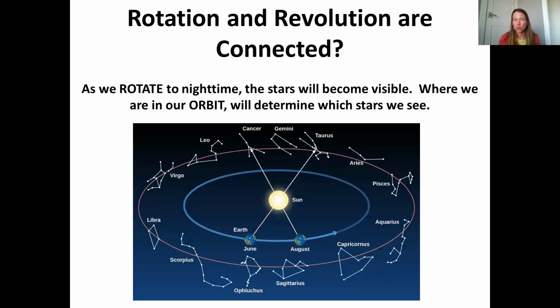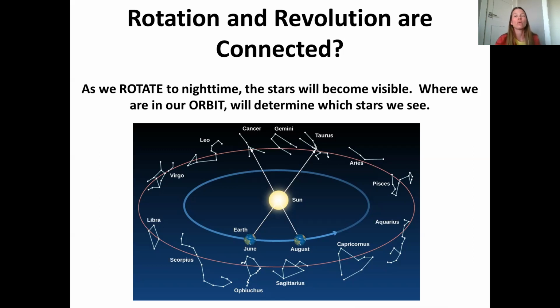We learned last week that the revolution of the Earth around the sun is connected to the constellations that we can see in the sky. Okay, so as we rotate to nighttime, right, so the stars are out all the time, we're only able to see them during the night, because during the daytime, the sun will overwhelm the brightness of the stars.